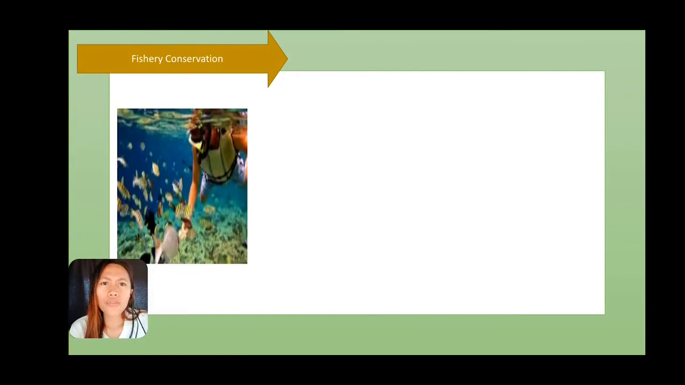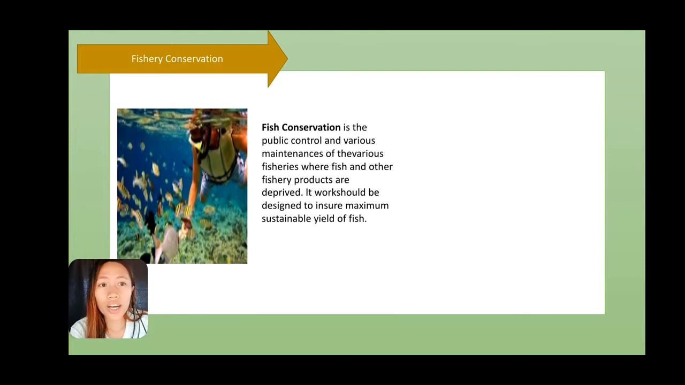So what is fishery conservation? Fishery conservation is the public control and maintenance of the various fisheries where fish and other fishery products are derived. Its work should be designed to ensure the maximum sustainable yield of fish. So in fishery conservation, it is not only about the fish by themselves. It is for the public, and everyone can benefit if you know how to fish.